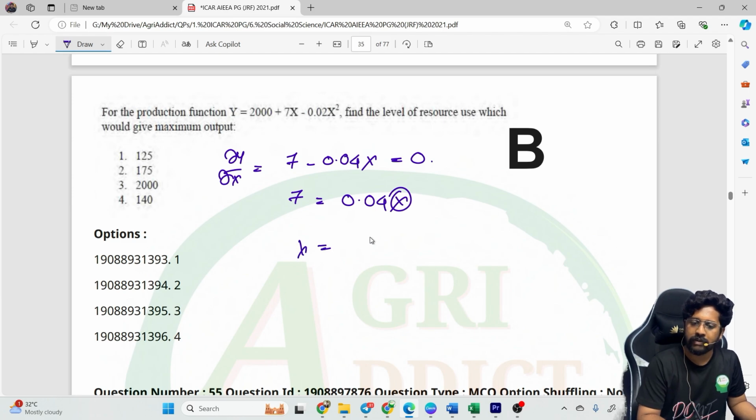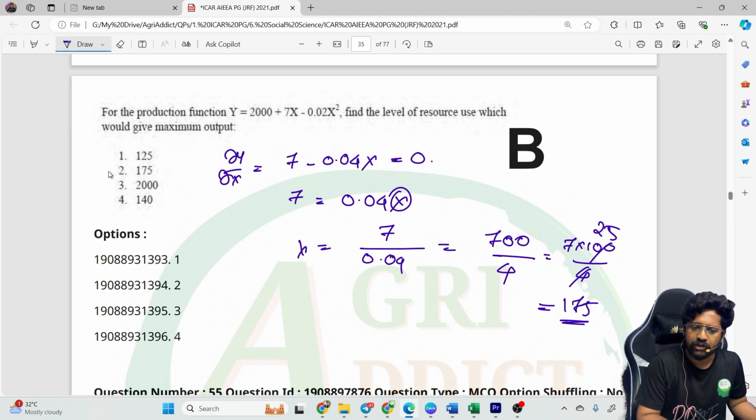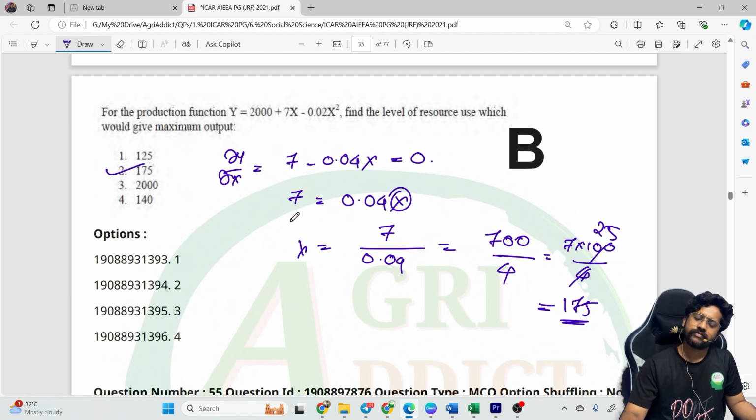So therefore x will be equal to 7 divided by 0.04. It's nothing but 700 divided by 4. 7 into 100 by 4, 25. 4 times 25, 100. 175 will be the answer, right? So therefore the answer will be 175.